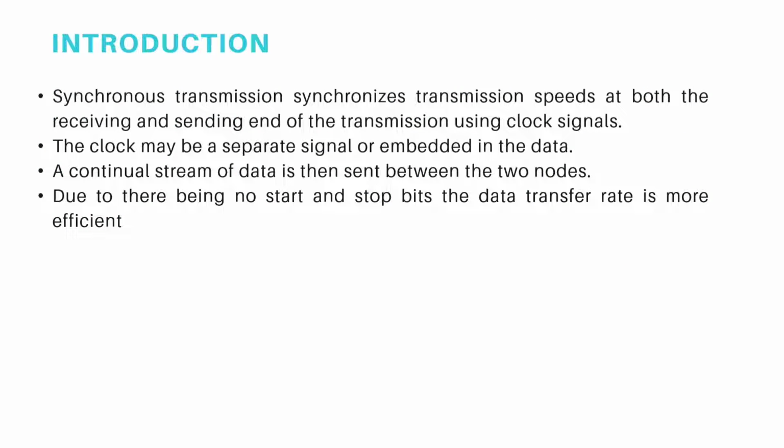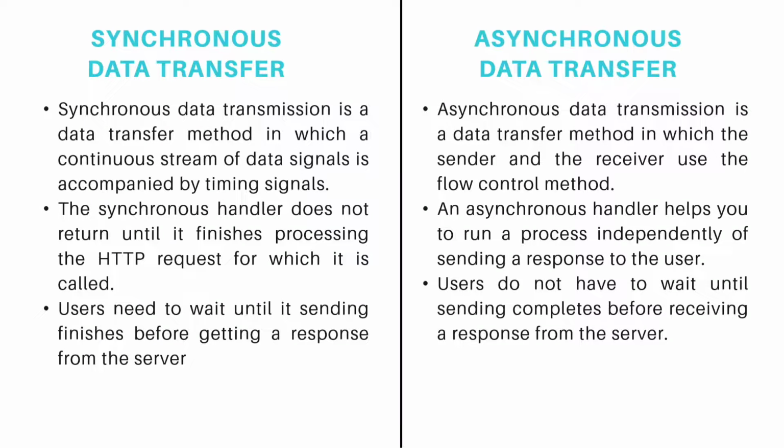Introduction. Synchronous transmission synchronizes transmission speed at both the receiving and sending end of the transmission using the clock signal. The clock may be a separate signal or embedded in the data. A continuous stream of data is then sent between two nodes. Due to there being no start and stop bits, the data transfer rate is more efficient.